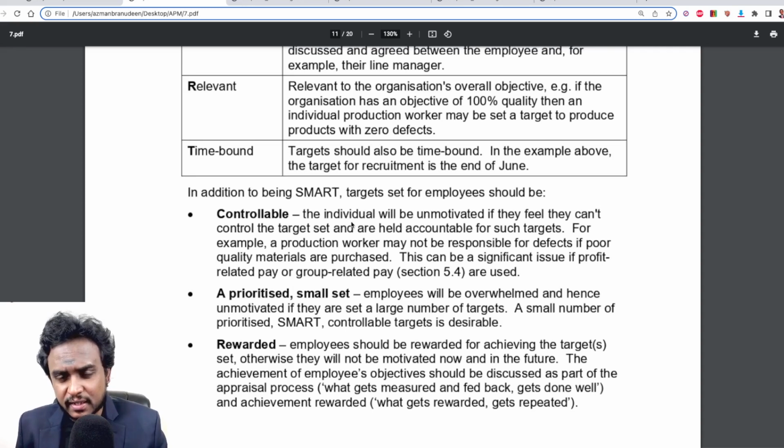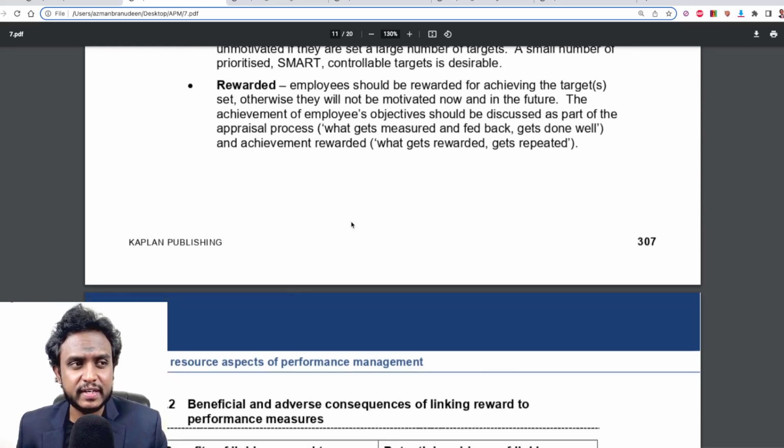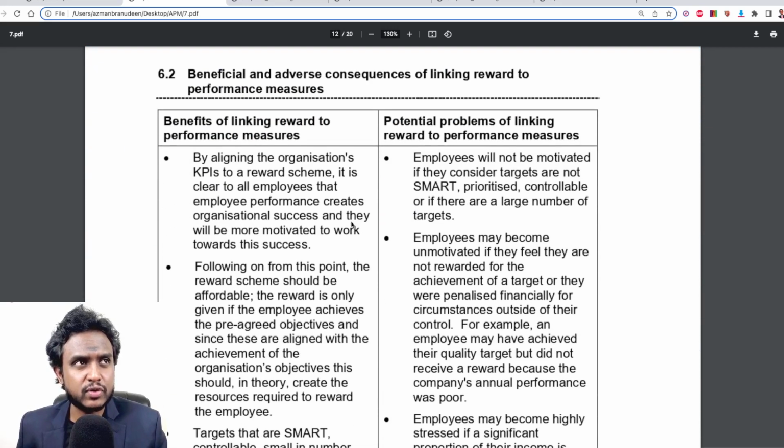So smart targets should be set. They should be within the controllable scope. They should be a small set of targets, a few, if possible one or two. And they should be high priority targets that really are well linked with your organizational objectives as they cascade down from the corporate to the tactical and the operational level. And finally, the rewarding has to happen.